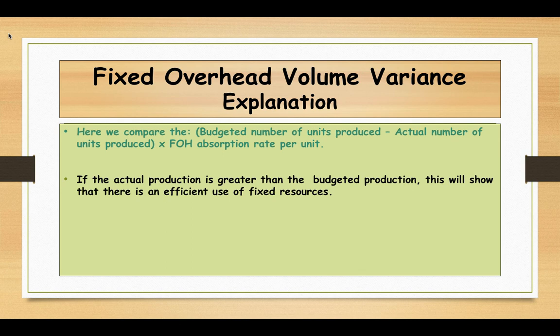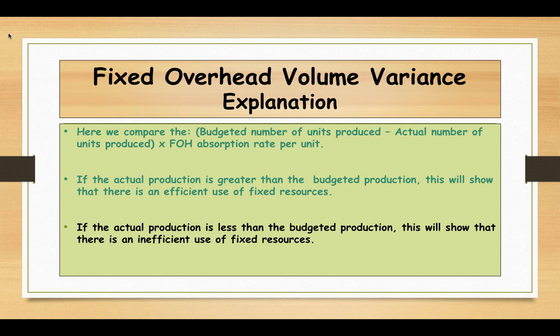Now, if the actual production is greater than the budgeted production, then this will show that there is an efficient use of fixed resources and we will have a favorable fixed overhead volume variance. On the other hand, if the actual production is less than the budgeted production, this will show that there is an inefficient use of fixed resources or idle fixed resources. So we will end up with an adverse fixed overhead volume variance.